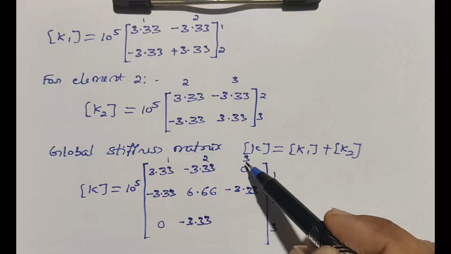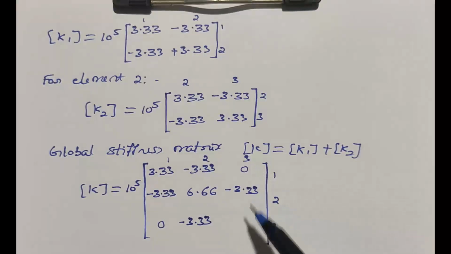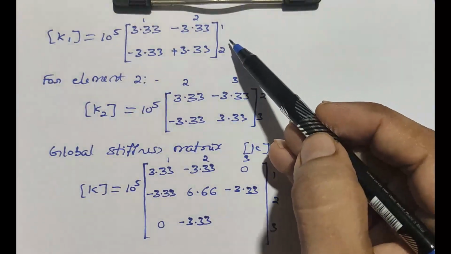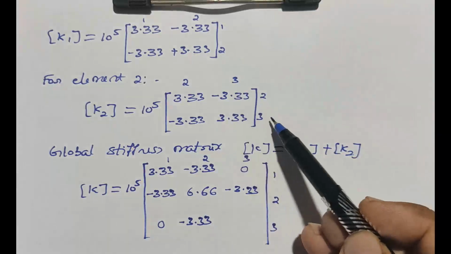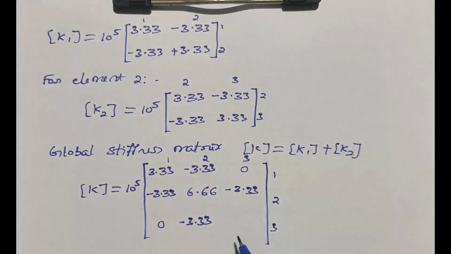Next we need the element corresponding to 3 and 3. See here, in K1 we don't have any element corresponding to 3 and 3, but in K2 we have the element corresponding to 3 and 3, that is 3.33. So here it is 3.33. So this is the global stiffness matrix.